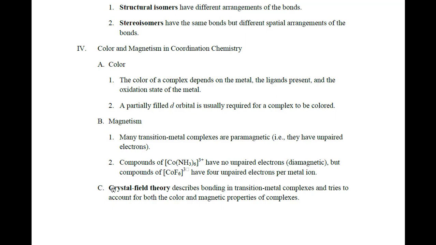When you get to third year, I'm only introducing this term, you are not responsible for this, but once you get to third year inorganic chemistry, then crystal field theory is something that you'll go into a little deeper, and that describes bonding in the transition metal complexes and tries to account for both the color and magnetic property, because the d orbitals are way more complicated than they've been shown to you in both semesters of general chemistry. So by the time you hit third year, you'll have enough sophistication to understand how the d orbitals really are and how they're split apart.